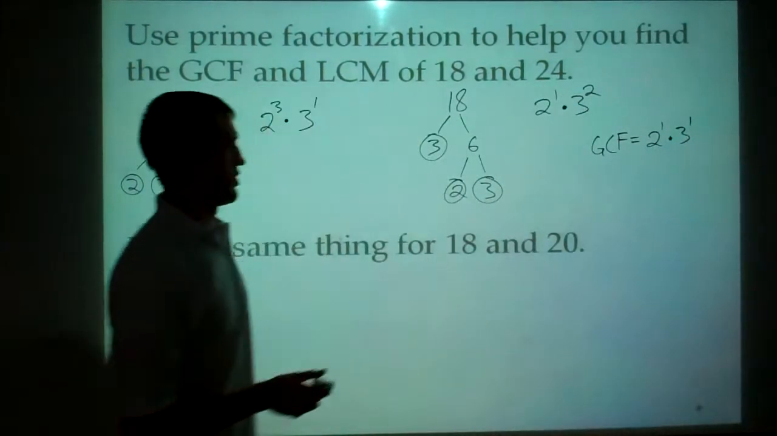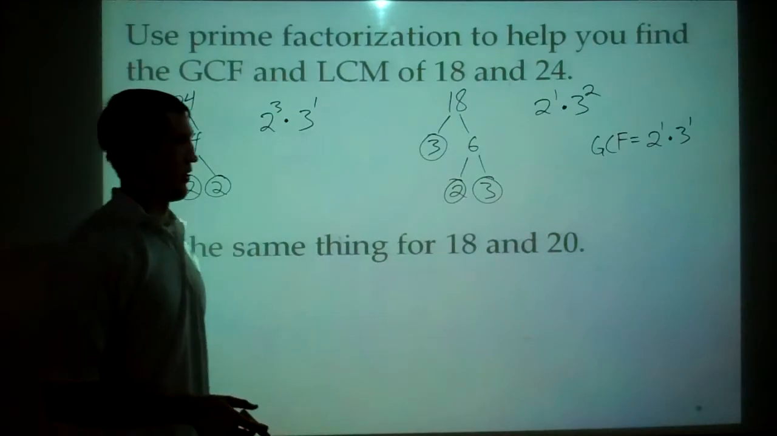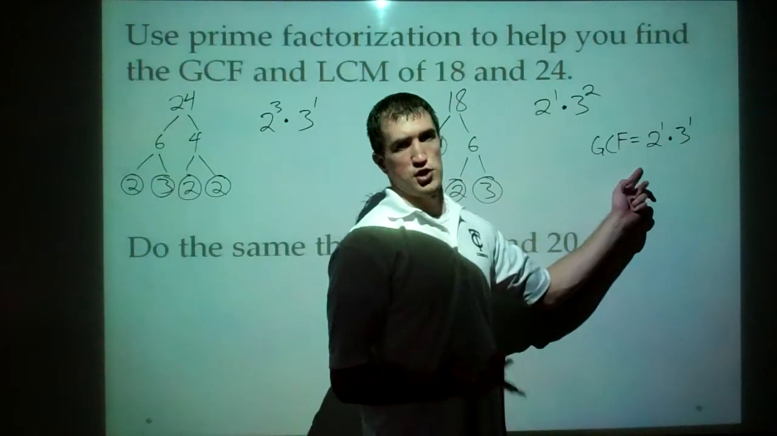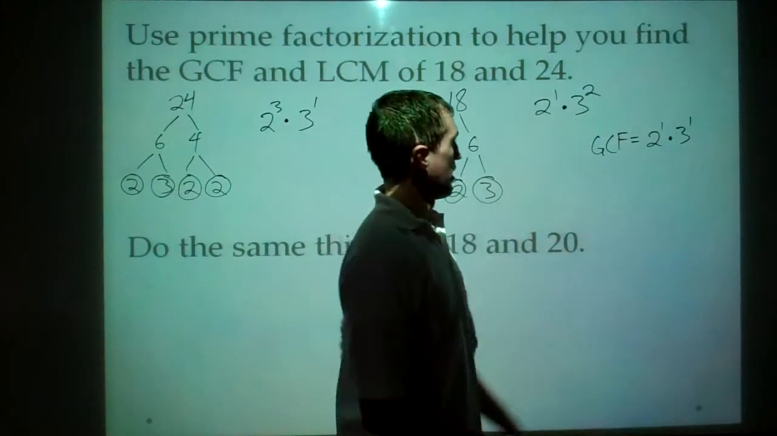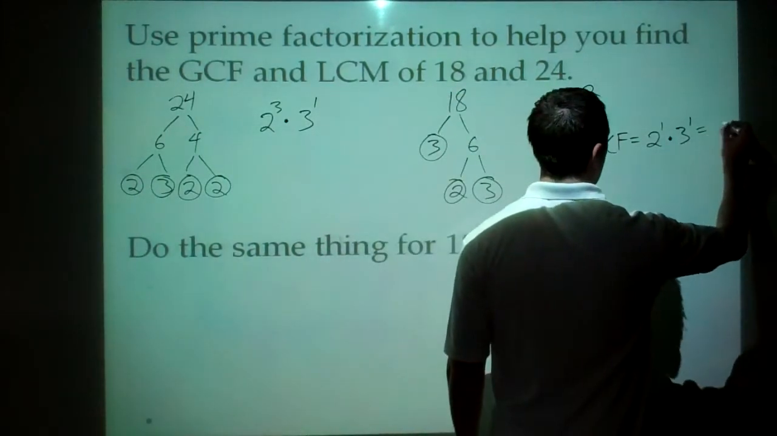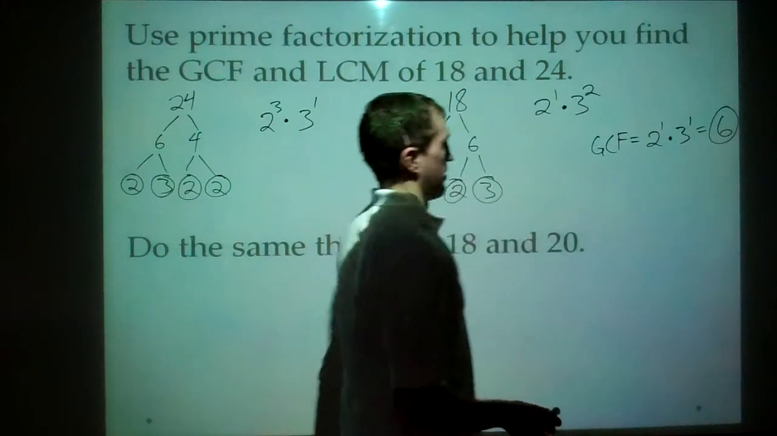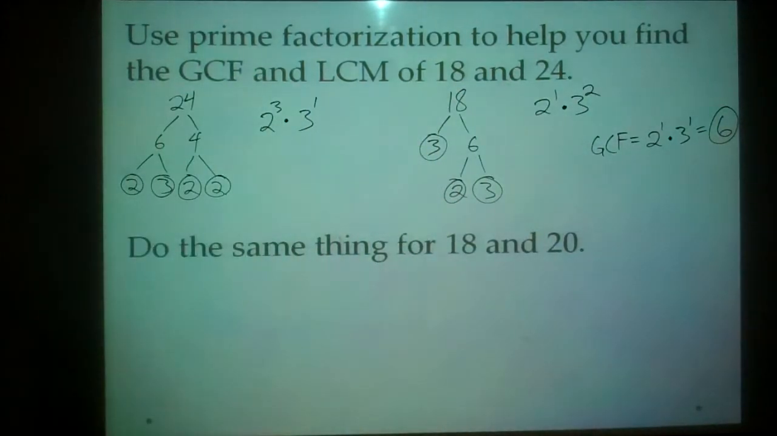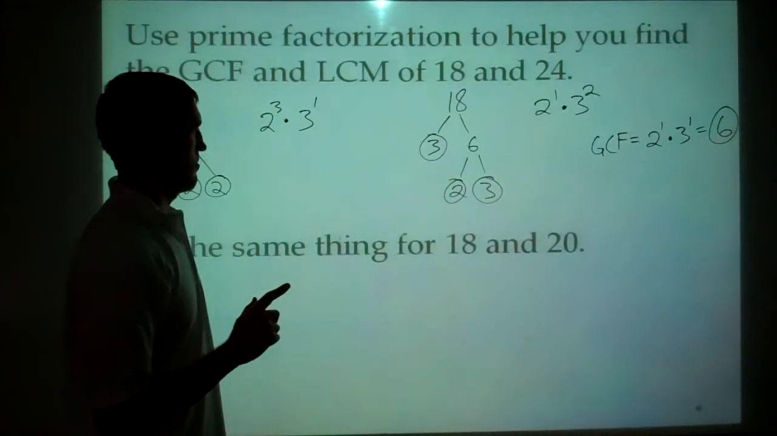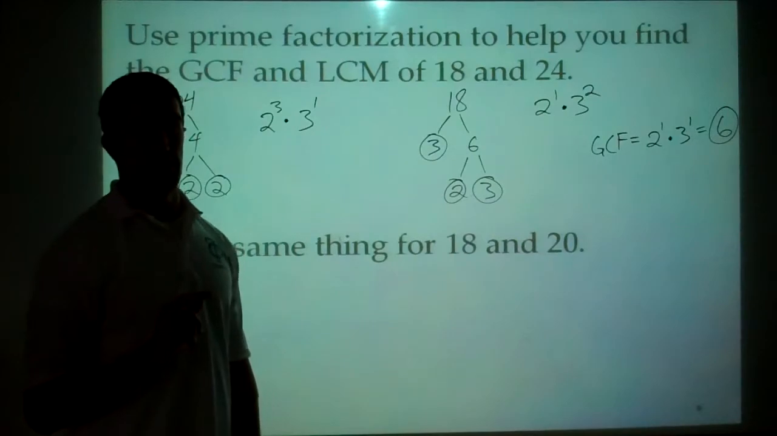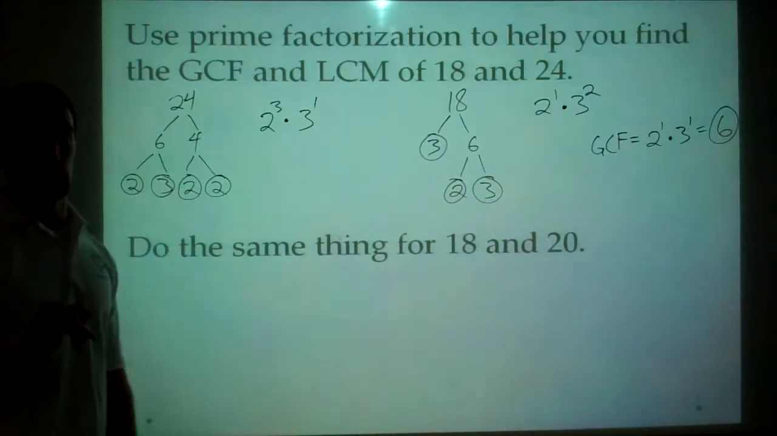So, there's our GCF. Well, not yet, we have to calculate it still. But 2 to the first is just 2, 3 to the first is just 3. So really we just have 2 times 3. So our GCF is 6. That's our GCF there. Greatest common factor. So, that's the biggest number that can divide both of them evenly that they share.